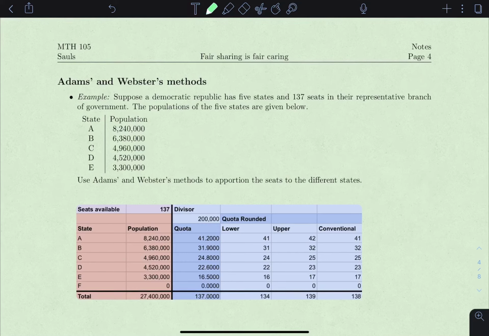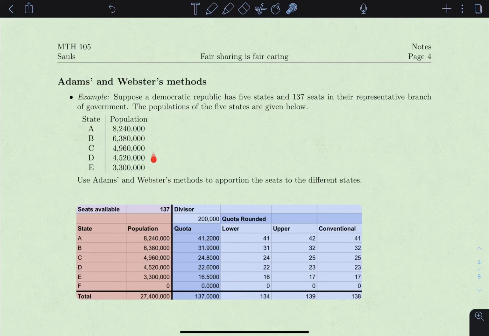Welcome. These are notes on apportionment, in the apportionment series, and we are on page 4. So, let's talk about Adams and Webster's methods for apportioning seats in the representative branch of government to 5 states. That'll be our example. So, we have 5 states.